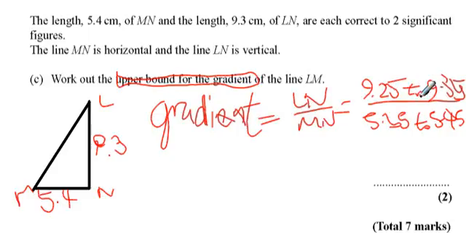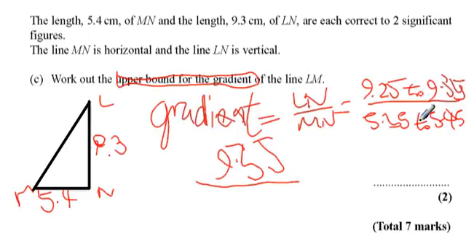Well, the top number, the numerator, we want to be as big as possible. So if it's anywhere between 9.25 and 9.35, we're going to say that the rise is as big as it can possibly be, 9.35. And then we're going to divide it by, now to make the end result as big as possible, we want to divide by a number which is as small as possible. So we're going to pick 5.35, the smallest possible value for the run. And if you do 9.35 divided by 5.35, you will get the highest possible value of the gradient.